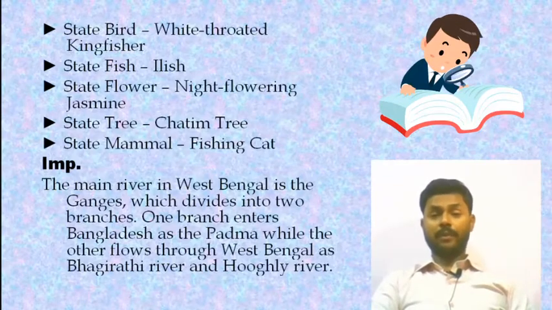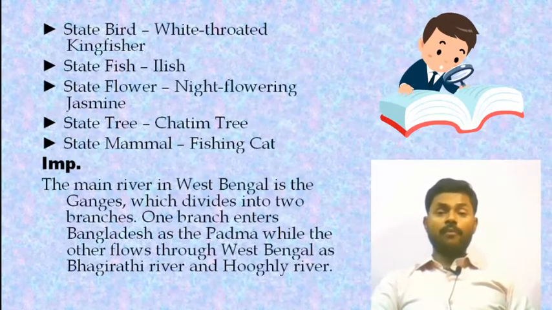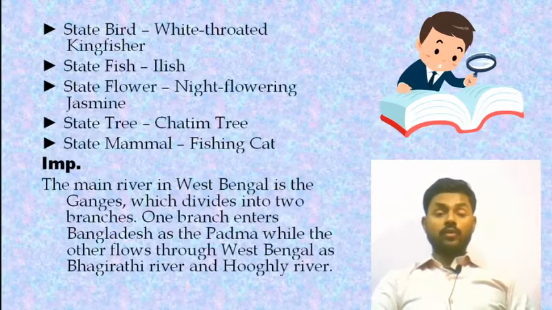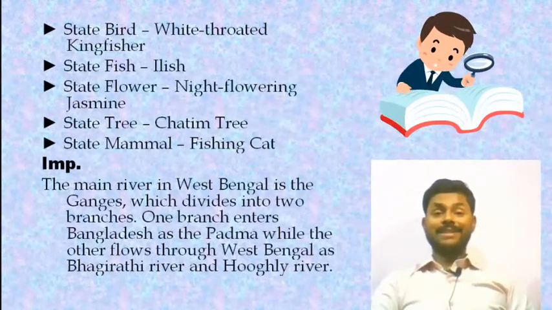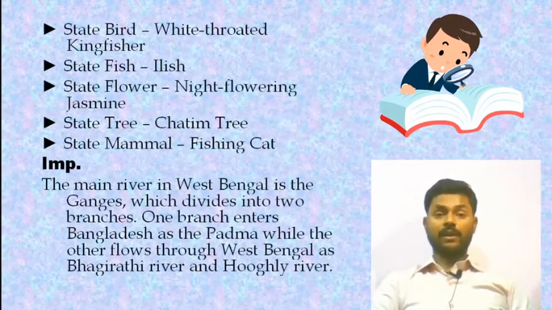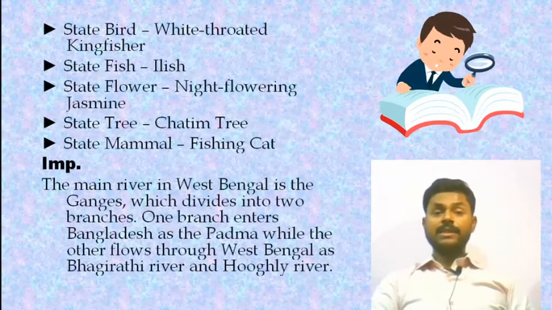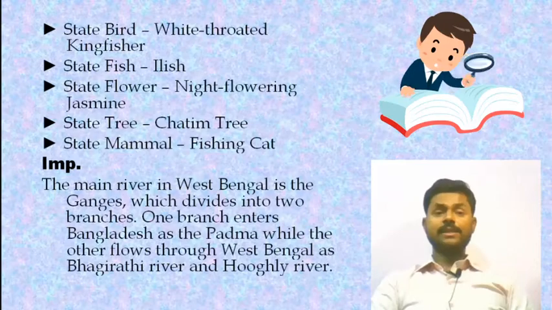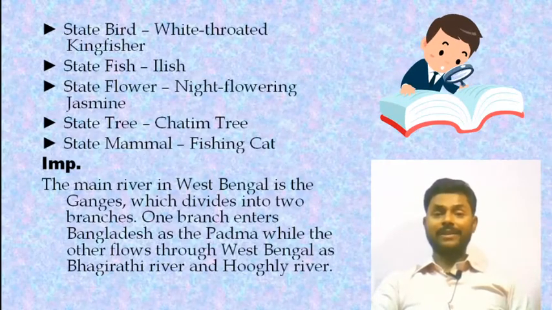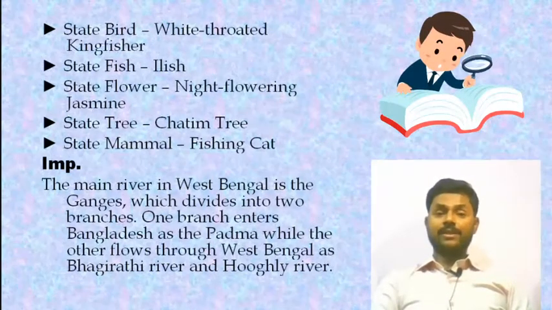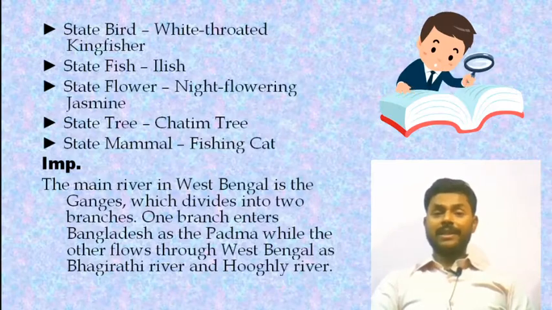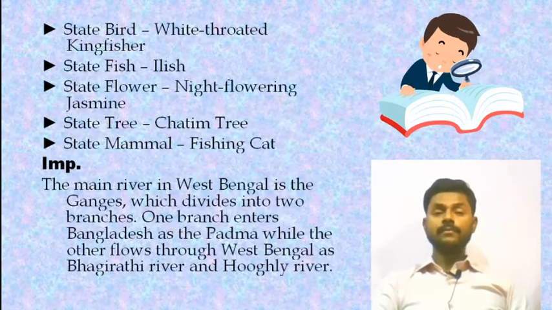Once again I am going to repeat the state symbols of West Bengal. So listen carefully. State bird is white-throated kingfisher. State fish is ilis fish. State flower is night flowering jasmine. State tree is Chatim tree. State mammal is fishing cat.